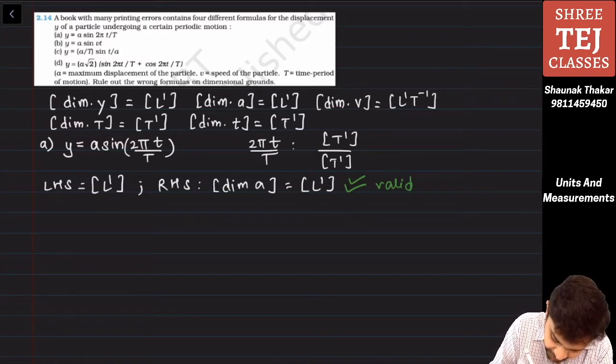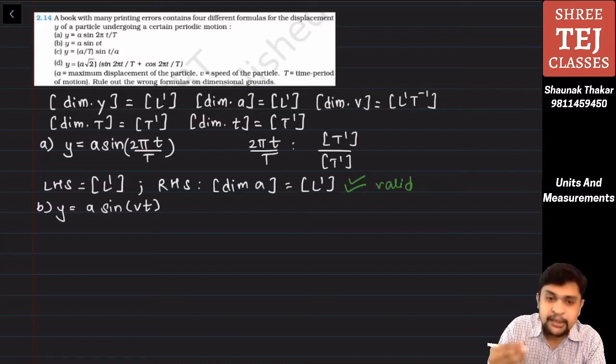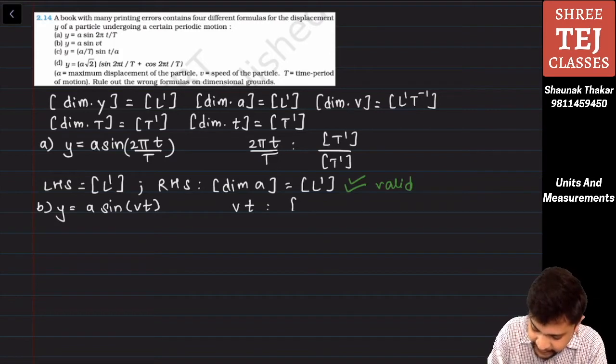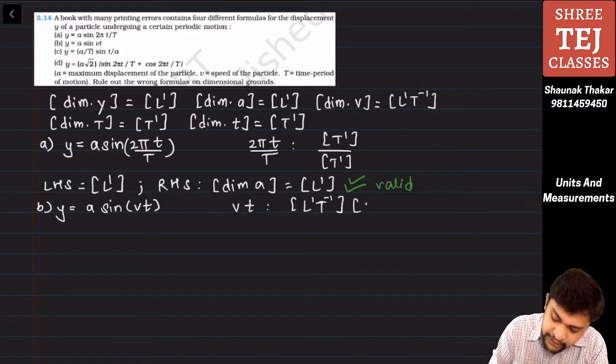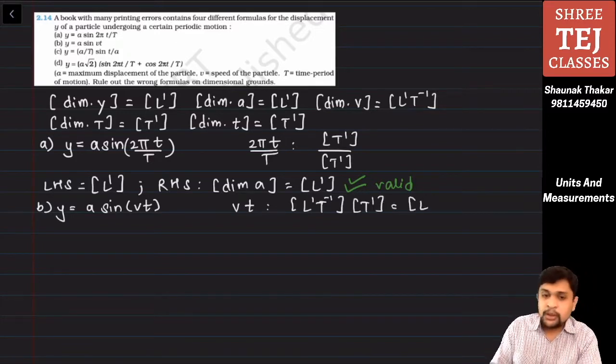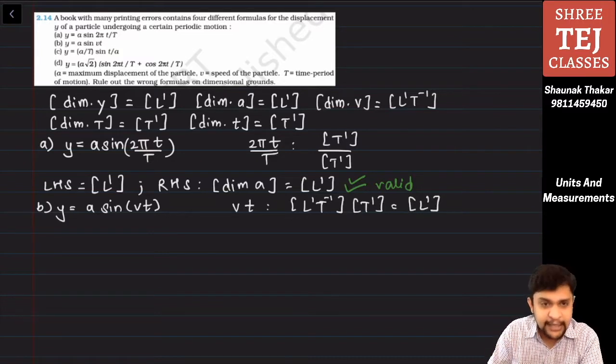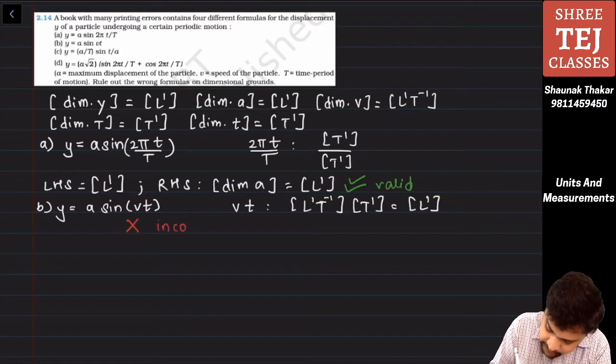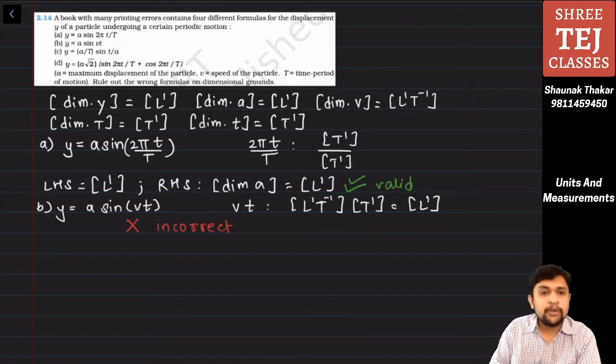B, what equation do we have? Y is equal to A sine of V into T. Now let us consider V into T. So what are dimensions of V into T? V is dimension of L raised to 1, T raised to minus 1, into time's dimension, T raised to 1. So this is L. So it is not dimensionless. Because it is not dimensionless, we cannot take sine of this quantity. Therefore, it is incorrect. So this formula is incorrect.